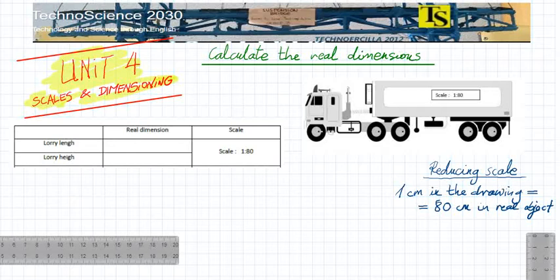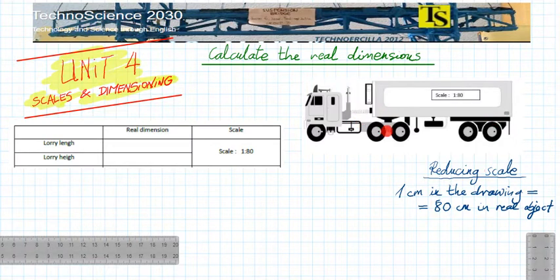Hi, hi again. Here we are again revising scales and dimensioning. So we have to calculate now the real dimensions of this lorry, this truck, knowing that the scale is 1 to 80. 1 to 80 is, as you know, a reducing scale. It means that the real truck is quite bigger than this. We have drawn the truck this size, and we have had to reduce it so that it fits in the paper we are using.